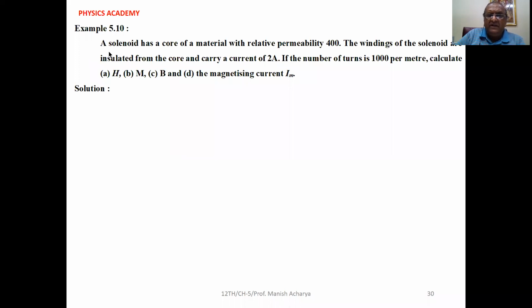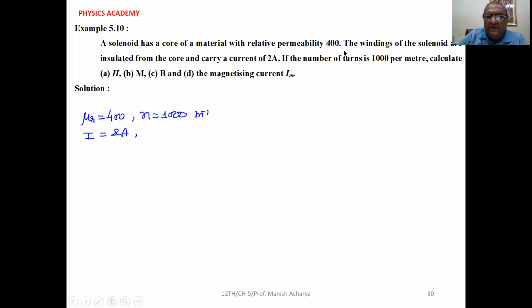Example 5.10. A solenoid has a core of a material with relative permeability 400. The windings of the solenoid are insulated from the core and carry a current of 2 ampere. If the number of turns is 1000 per meter, calculate H, M, B, and the additional magnetizing current IM. Here, add the word additional. Clear?